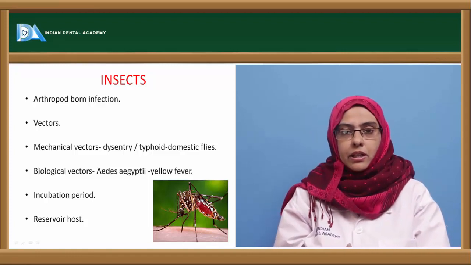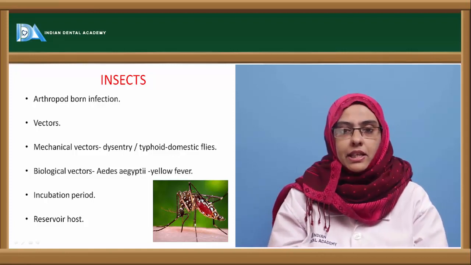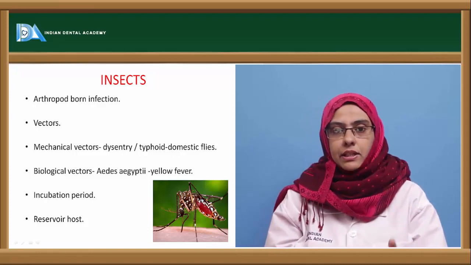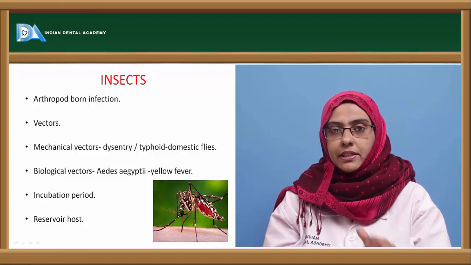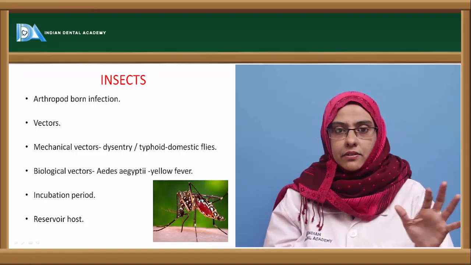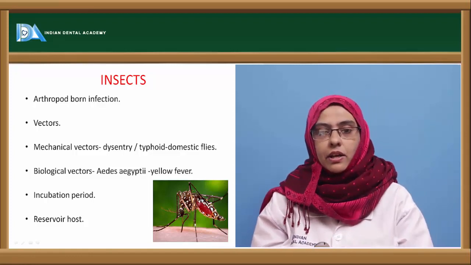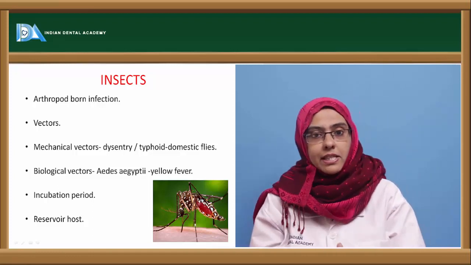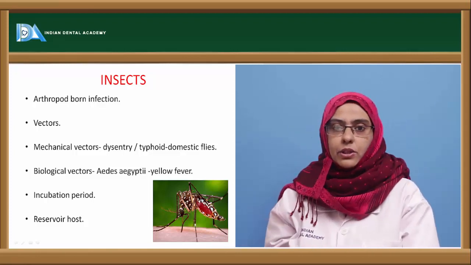Based upon the different types of insects involved, you can classify them as mechanical vectors and biological vectors. In mechanical vectors, for example, diseases like dysentery or typhoid can be transmitted by domestic flies. They only act to transmit the infection from the foot to the humans. Whereas in biological vectors, the organism enters the insect and is part of the developmental cycle of the insect, and is usually transmitted from the insect to the human blood.